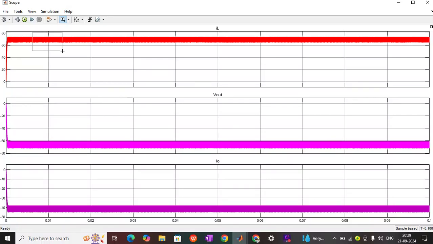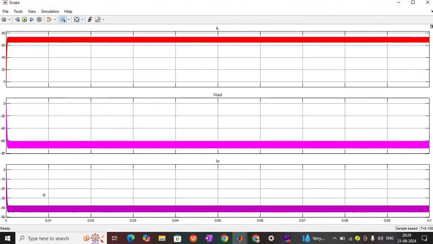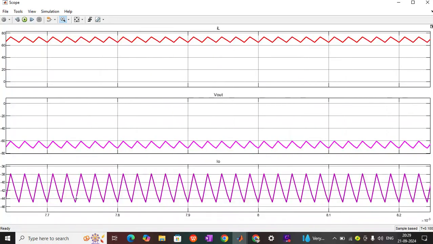Now inductor current is also increasing, decreasing, right? And this is my output current. Output current is again negative. Why? Because you know the reason. I'm not going into the buck boost converter operation principle here, that is, why current is negative and why output voltage is negative. These are the basic things.